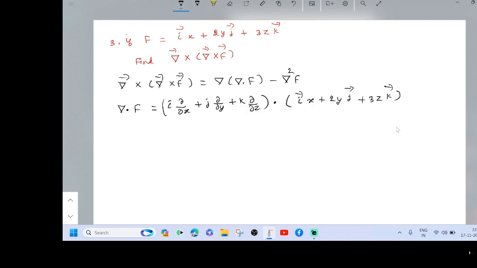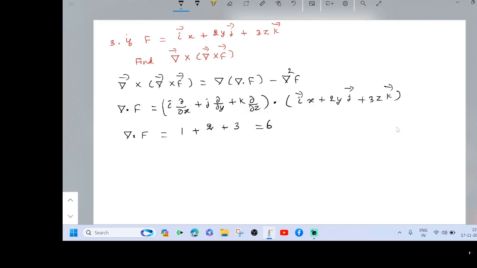Now allow this i ∂/∂x dot i x. i dot i is 1. Allow this operator ∂/∂x to operate on x. Then we get 1 plus j dot j is 1. ∂/∂y of 2y is 2 plus k dot k is 1. ∂/∂z of 3z is 3. Then del dot f is equal to 6.